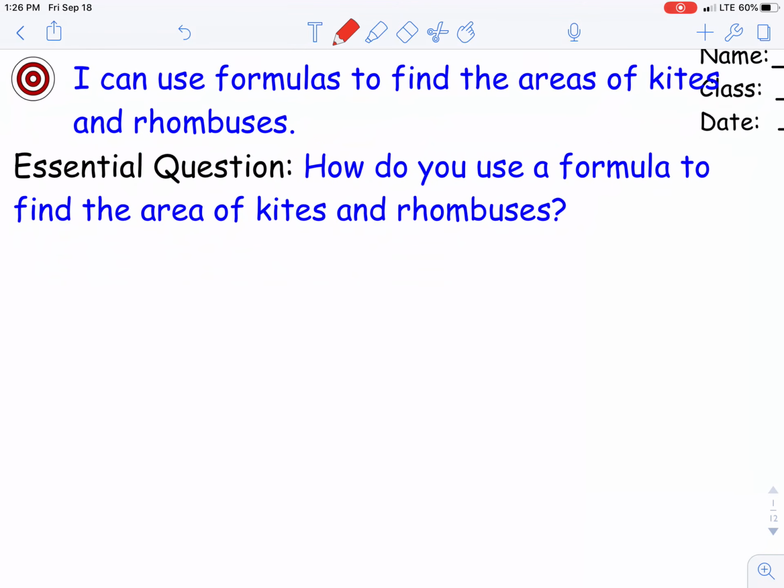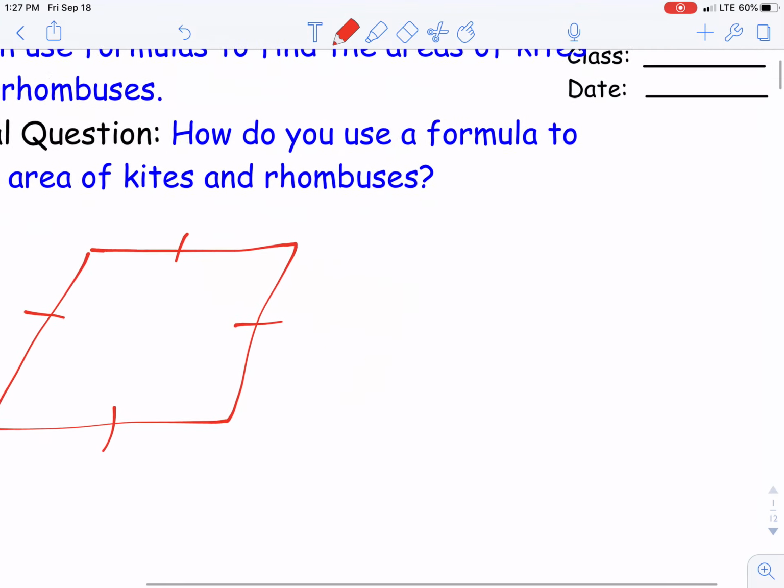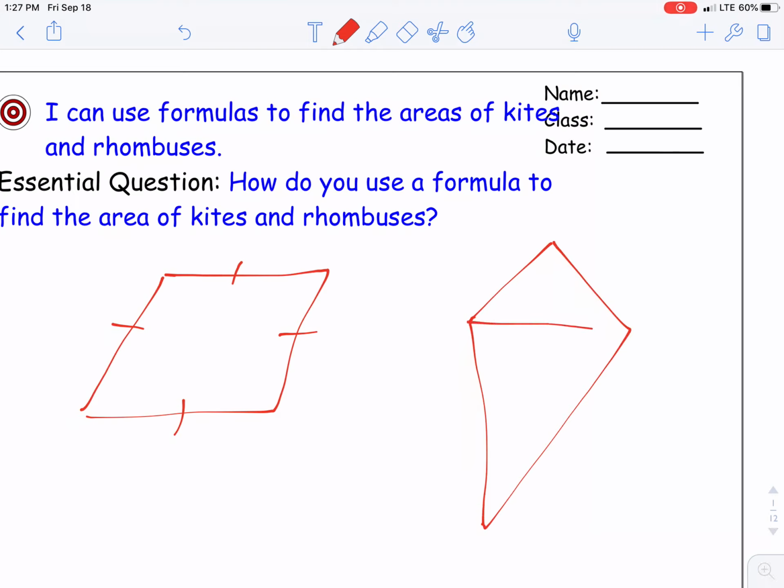First off, a rhombus is a four-sided figure, kind of looks like a diamond if you turn it around. All four of the sides of a rhombus are the exact same length. All right? We talk about a kite. Just like you would fly around outside, a kite would look something like this. And what we know about a kite is those two pairs of sides are congruent.